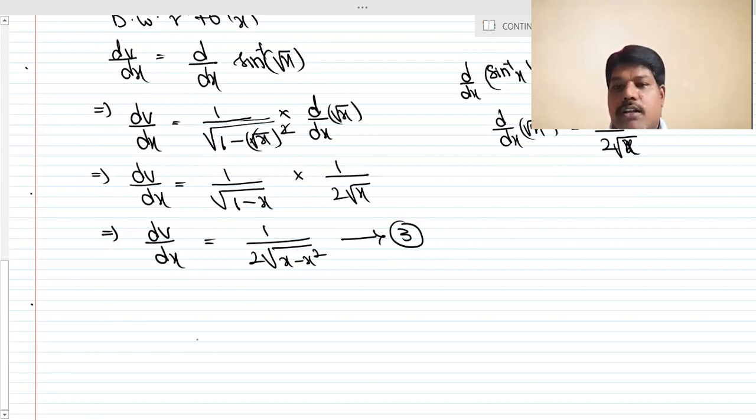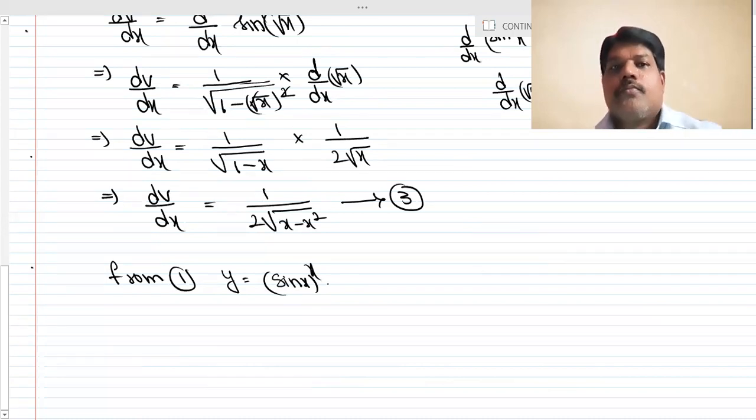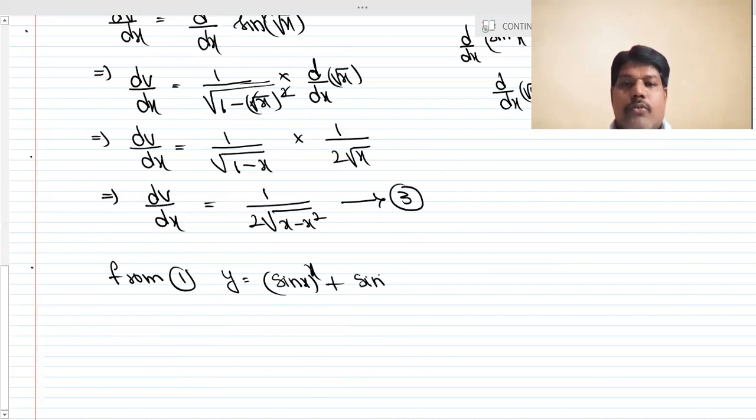So then what will we take? Therefore, from equation number 1, what is the y value, students? Y is equal to sin x power x plus sin inverse of root x. So what happens here, students? That implies y is equal to u of x plus v of x.